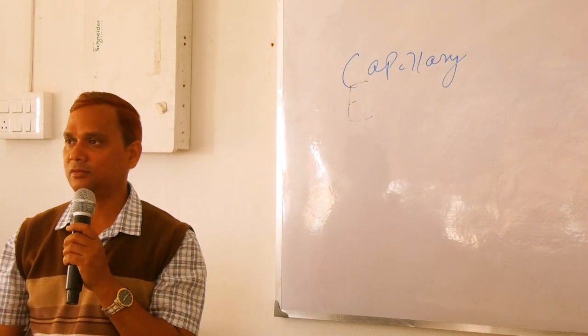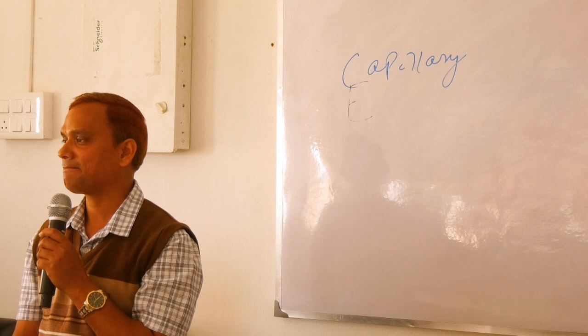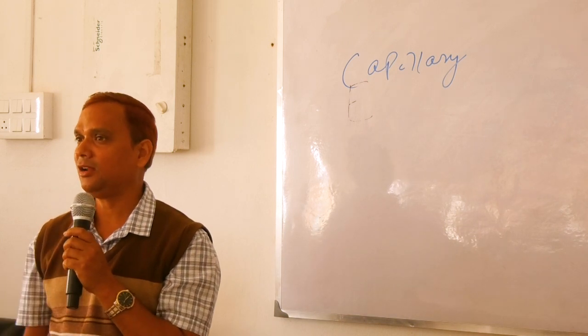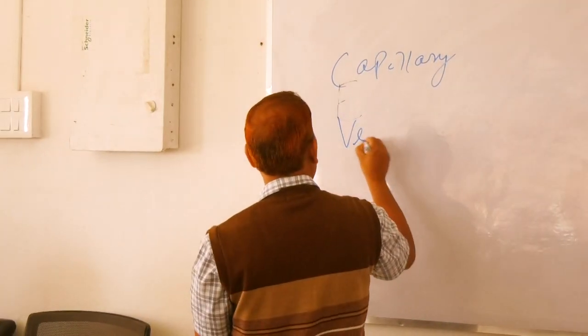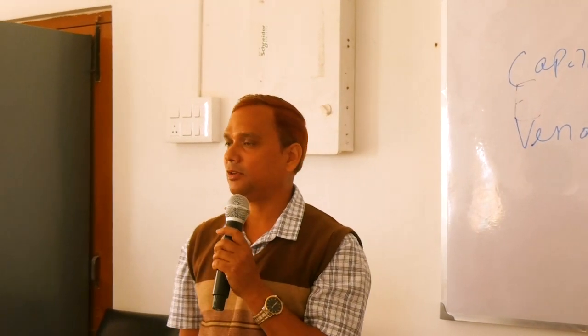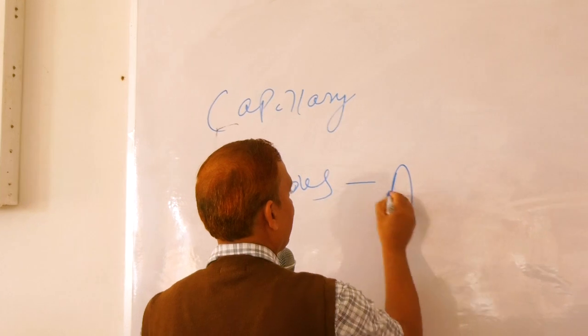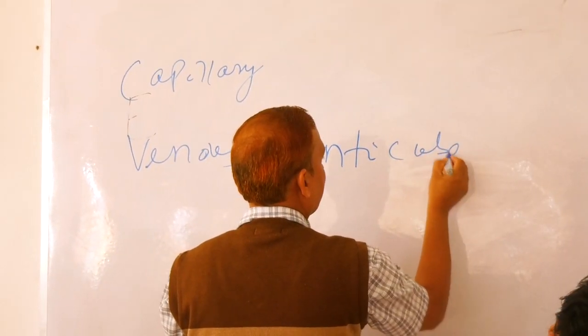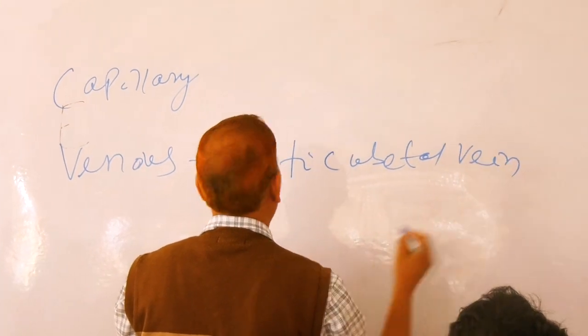Another? Any other? Venous blood. Mostly, in most cases we take it from venous blood. From which vein will we take? The antecubital vein.